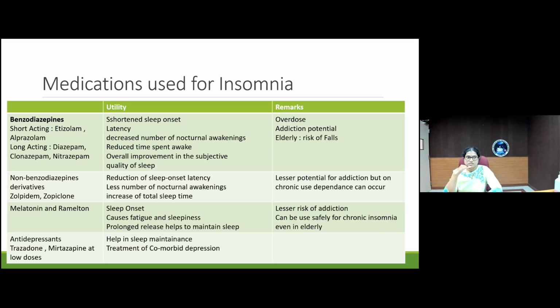Along with use for depression, certain antidepressants such as trazodone, mirtazapine, are used at low doses for sleep disorders. They help in sleep maintenance and treatment of the comorbid depression as well. Over the counter, many other drugs are used, such as antipsychotics, quetiapine. Low-dose antipsychotics are often also prescribed for sleep disturbances, but again, they need to be used with caution.